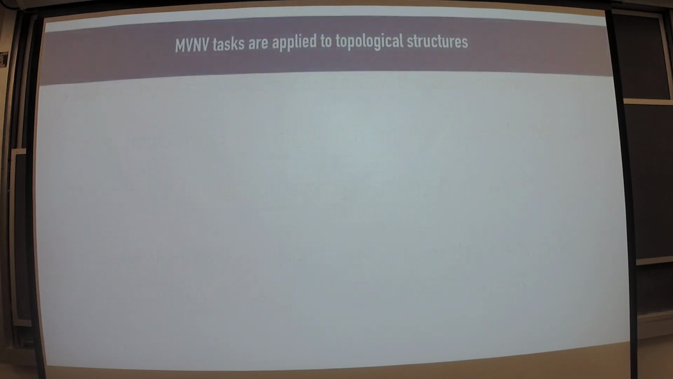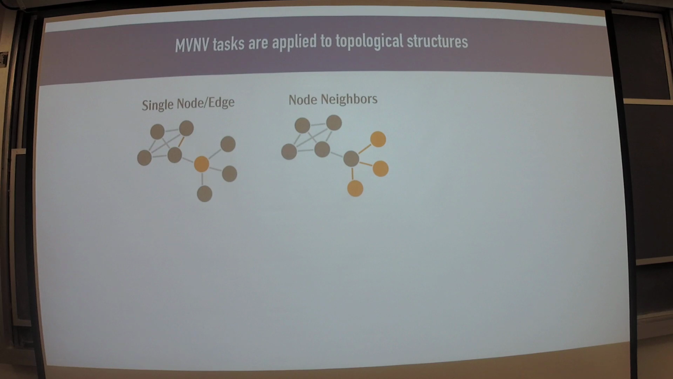Now, when you have these tasks, they can be applied to different parts of the network, so what we call topological structures. So the simplest example is a single node. So an example here would be, find me the person that has the most publications, right? We don't really care about the connections, just the node itself. That would be a single node target. Slightly more complex are the neighbors. Find all the people that are connected to me that are from Brazil, for example, and so forth.